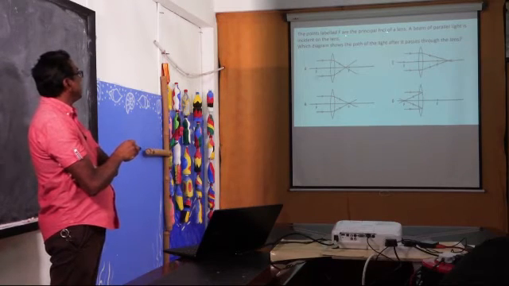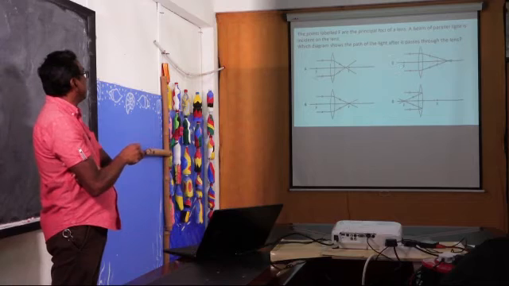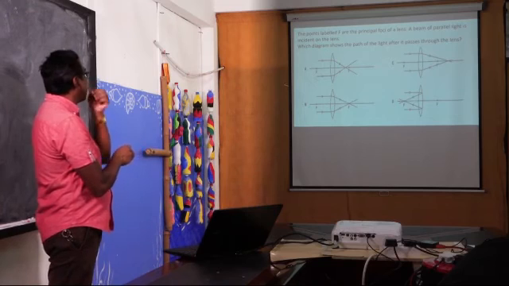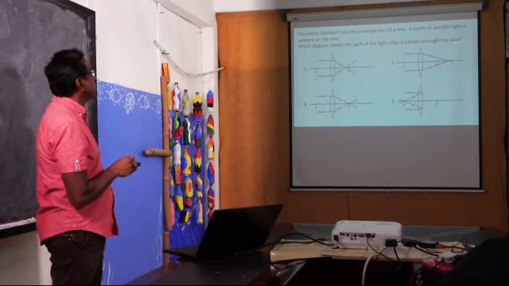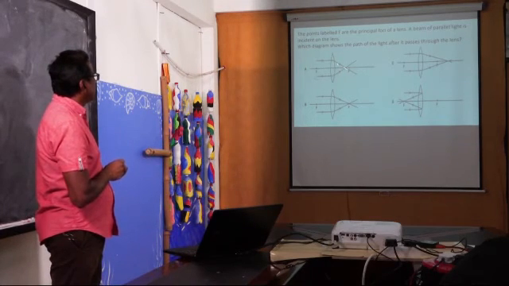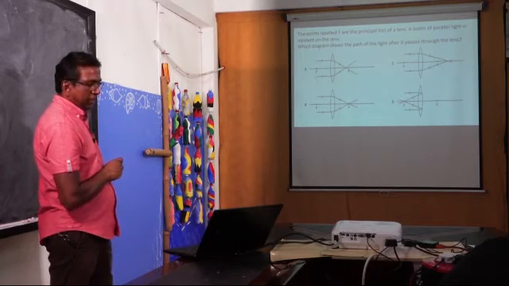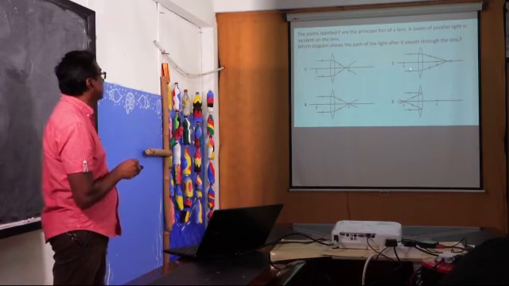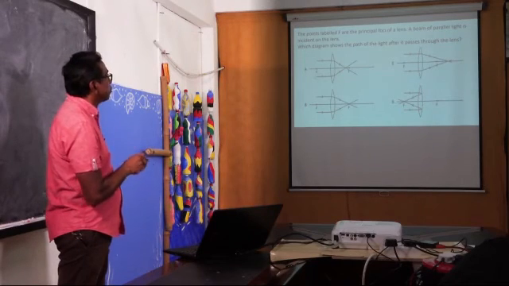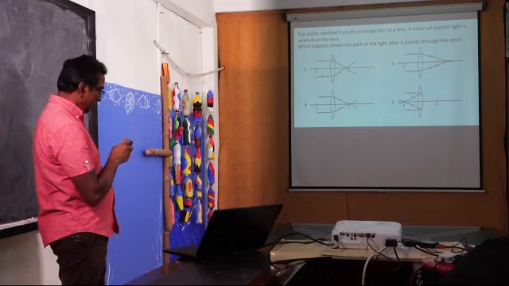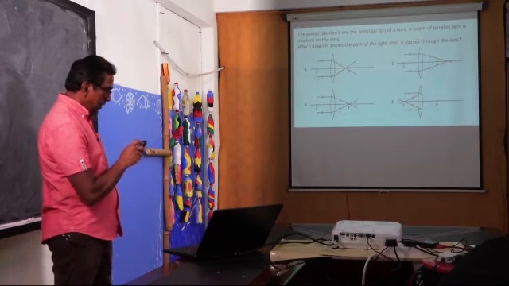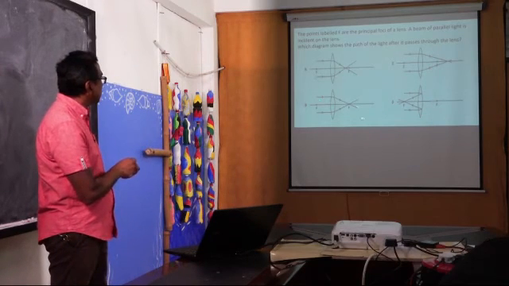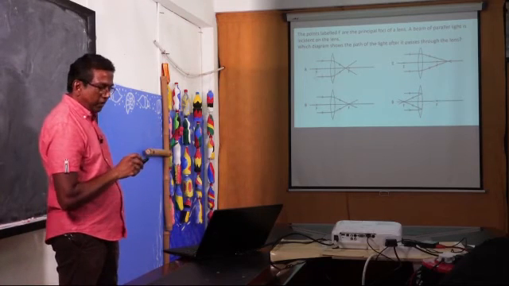Points labeled F are principal foci of a lens. A beam of parallel light is incident on the lens. You have got light parallel to the lens. Which diagram shows the path of the light after it passes through the lens? So, this is wrong. It has to go through F. A is wrong. Let us look at this one. It has to go through F. C is wrong. Let us look at B. It goes through F. So B is correct. The rays of light parallel to the principal axis has to go through F. Right?